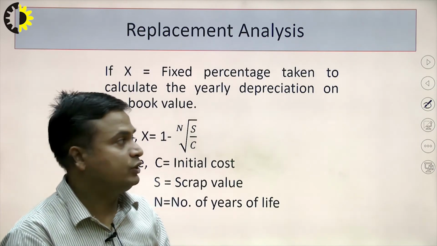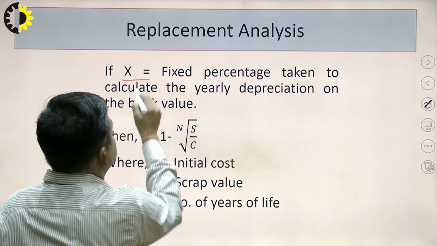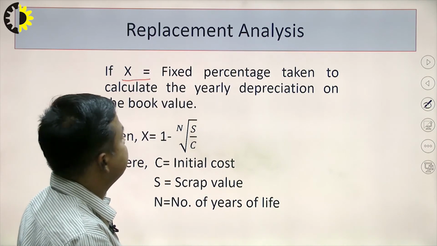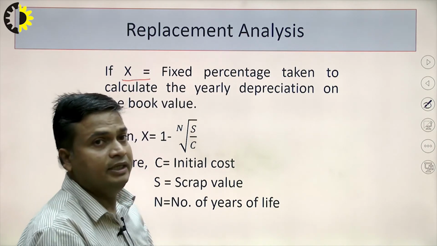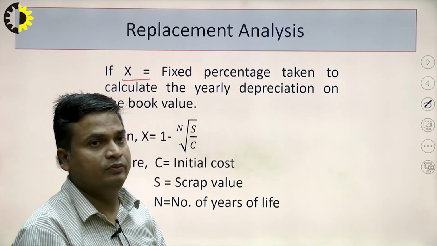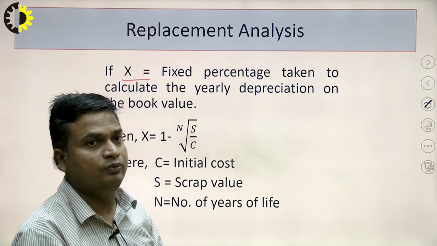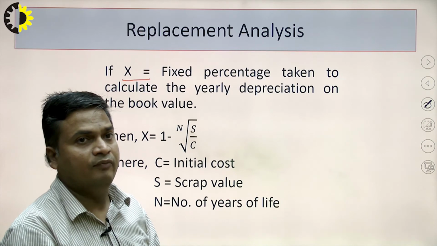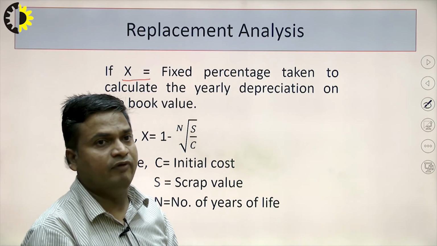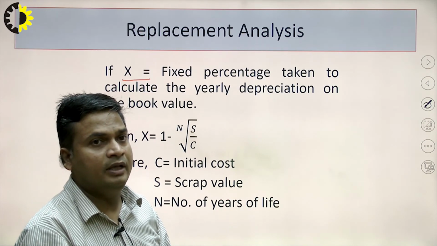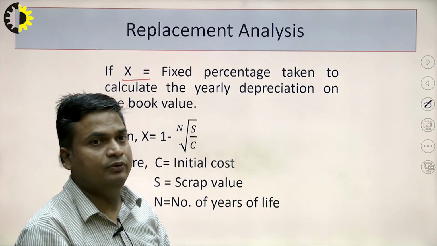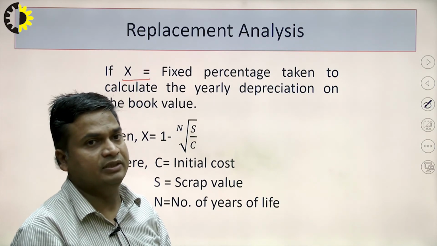Now, if x is the fixed percentage taken to calculate the yearly depreciation on the book value, then x equals 1 minus the nth root of S divided by C, where n is the number of years of life, S is the scrap value, and C is the capital, that is, the initial cost.